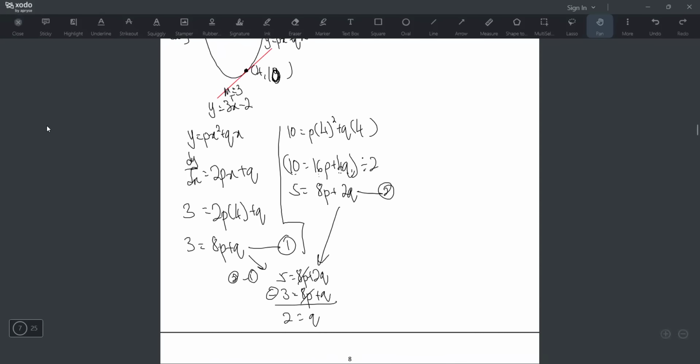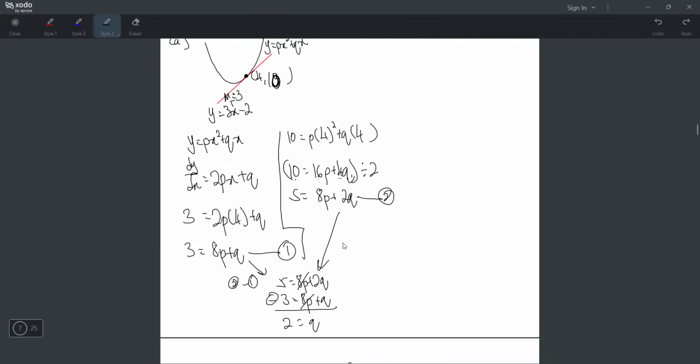Alright, after finding the Q, now I substitute inside to find P. So when Q equals 2, you can substitute into either one. Let's substitute this one. 5 equals 8p plus 2Q. And then the Q in brackets, replace with 2. So it will become 5, 2 times 2 is 4. Move over, it becomes minus 4 equals 8p.